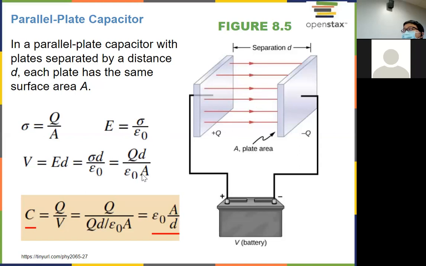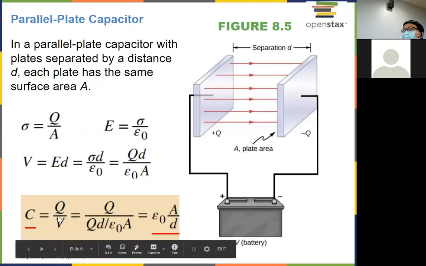So then for the capacitance of this capacitor, according to the definition, capacitance is equal to Q over V. V is this expression, you take that in here. So then it's Qd over epsilon naught A. And then it becomes epsilon naught times A over d, okay? So then here you can see C is just equal to that.